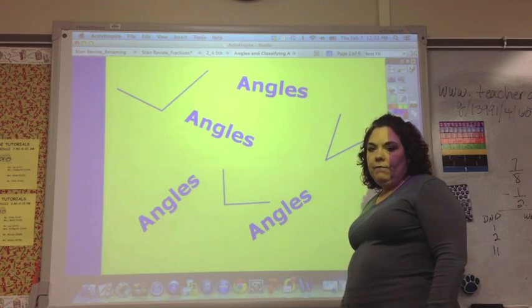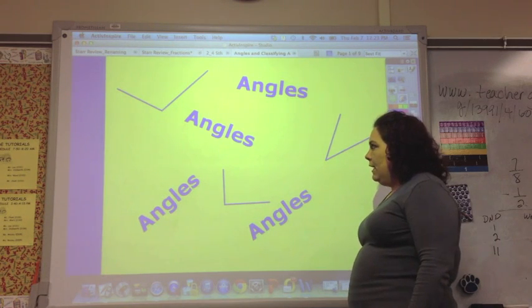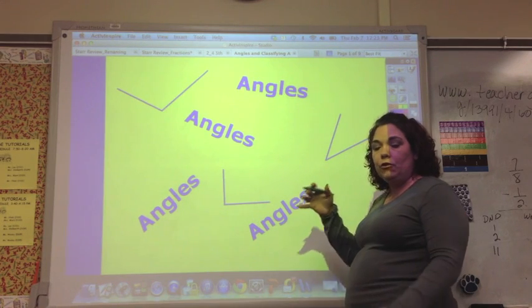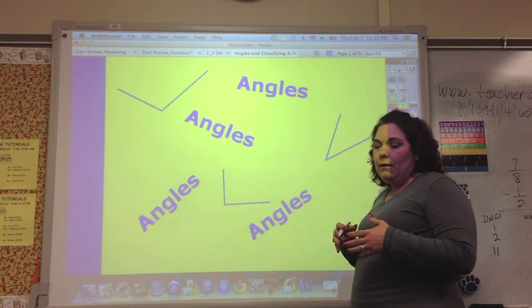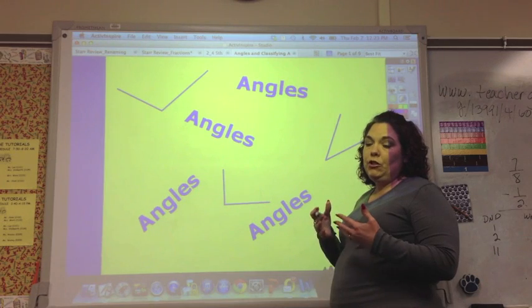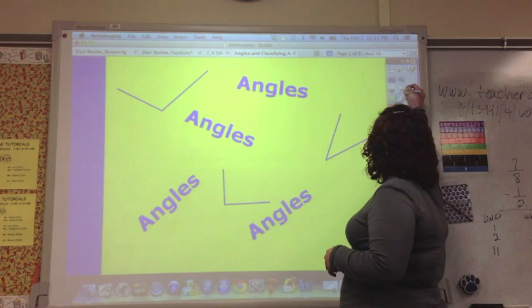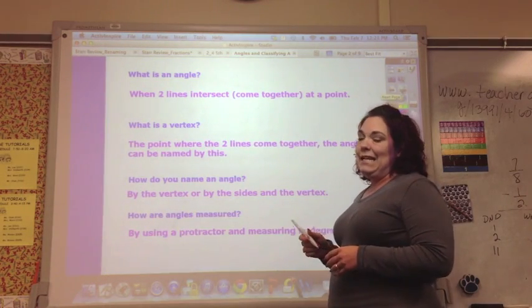So this video is on angles, and we're going to go through a lot of vocabulary, and you'll have your sheet in front of you, and it may not be the exact words, but you'll be able to figure out from the explanation what words go in those blanks. So what is an angle?